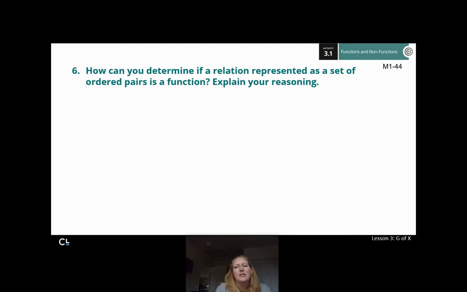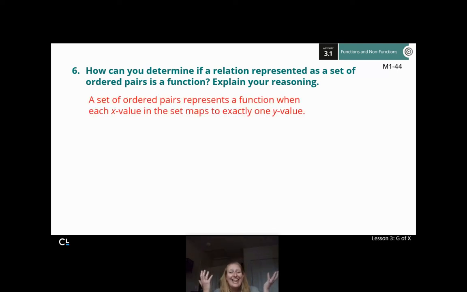So I have a tendency to look at those x coordinates. I'm not going to lie. I look at the x coordinates, okay? A set of ordered pairs represents a function if each x value or x coordinate in your ordered pairs maps to exactly one y value. That when I plug in that x value, I should only get one y value out of it.